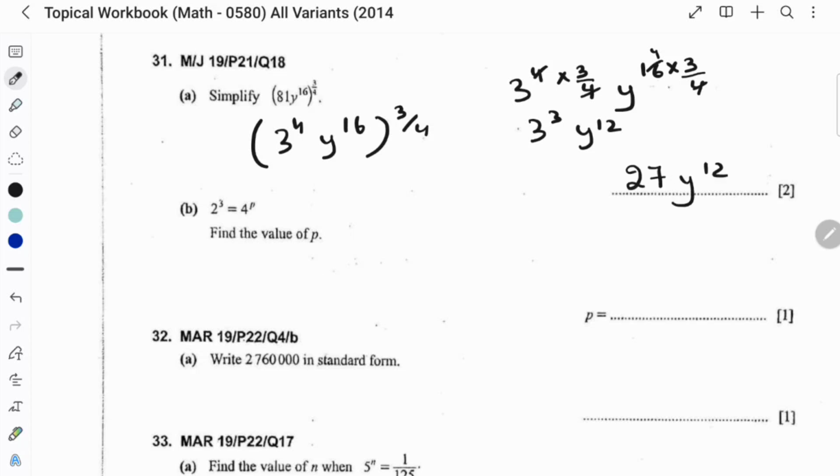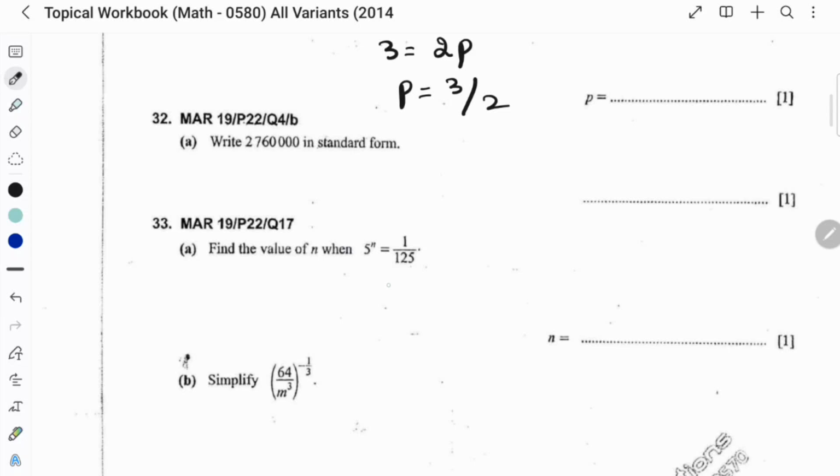Look at this question in part B. That is 2 cube is equal to 4 to the power p. 2 cube as it is, 2p. Then 3 is equal to 2p, and p will be equal to 3 over 2 here. I told you before also, in this students do mistakes. Instead of 3 over 2, they write 2 over 3. Just be careful.